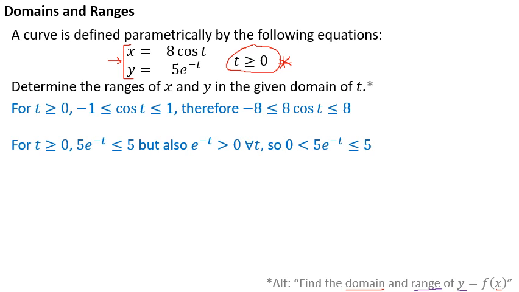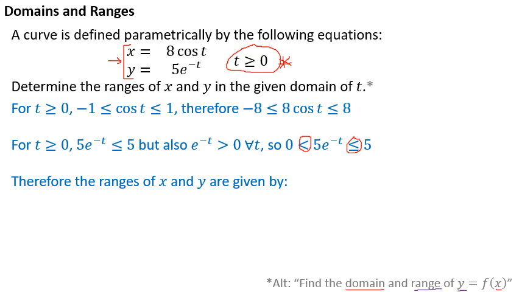We go from 0 to 5, but crucially, we include the 5. We're using a less than or equal to sign here, but we don't include the 0 because we can never quite attain a value of 0. You can get as close to it as you like, but you can't quite reach it. So now we've got the ranges for x and y. We just put them in explicitly like this.